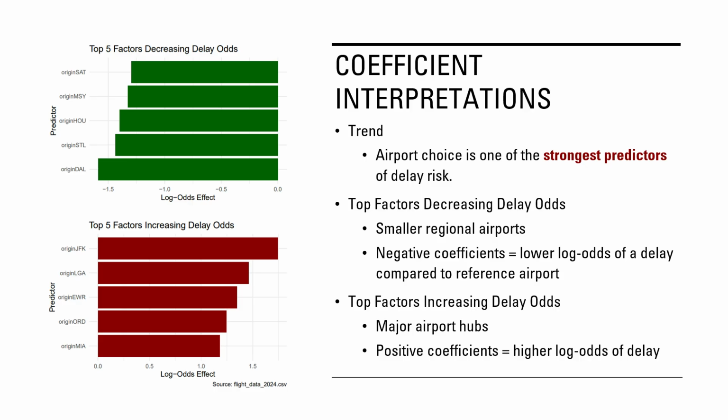Starting with the green bars on top, this visualizes our most negative coefficients, meaning they're less likely to be delayed in comparison to our reference airport. It is mostly smaller regional airports located in the southern part of the United States that experience these lower delay odds. In contrast, the red bars show the top factors that increase delay odds. This visualizes our highest positive coefficients, meaning they drive delay odds up. It is mostly larger airport hubs located in the northern part of the United States that experience this higher delay risk.